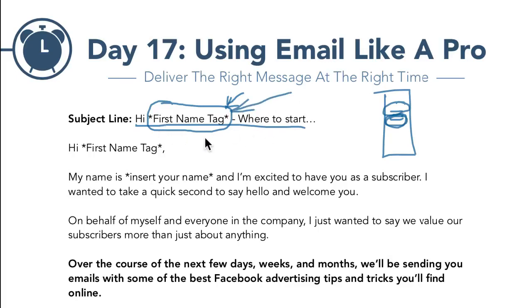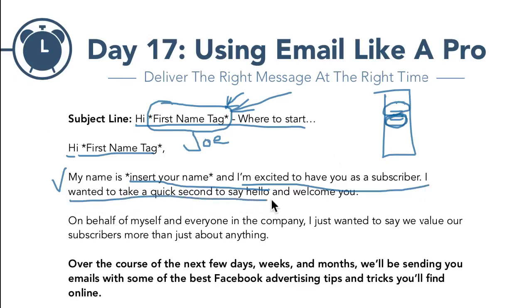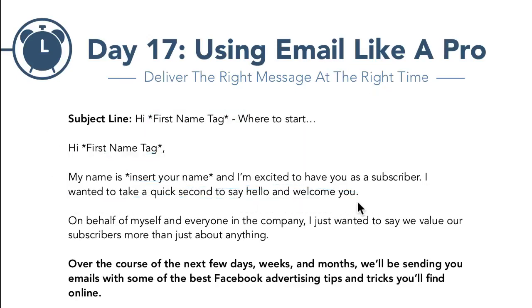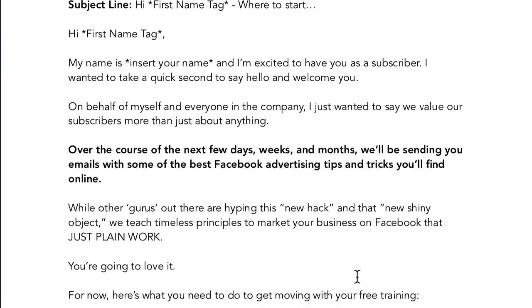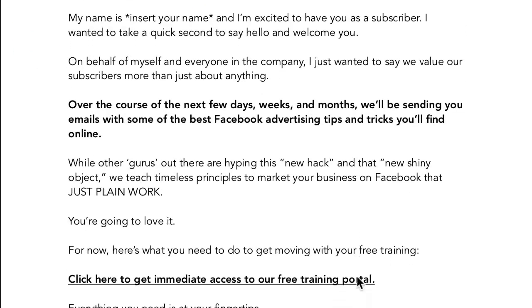So hi, and then let's say Joe is on my email list. It would say, hi Joe, where to start? And then here it would say, hi Joe, right? So then it would say something like this. My name is, insert your name, and I'm excited to have you as a subscriber. I wanted to take a quick second to say hello and welcome you, okay? On behalf of myself and everyone in the company, now maybe you don't have a company, that's okay. All right. I just wanted to say we value our subscribers more than just about anything.